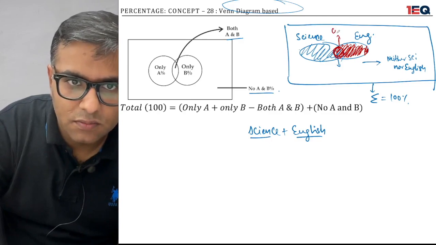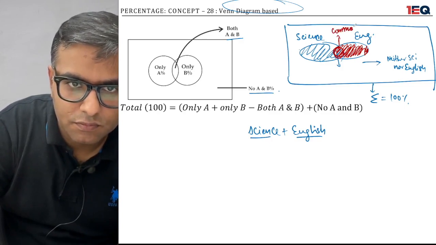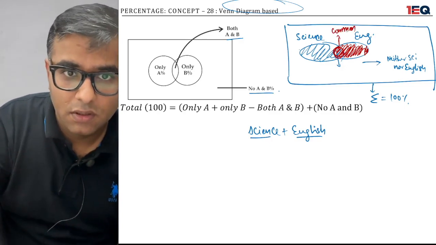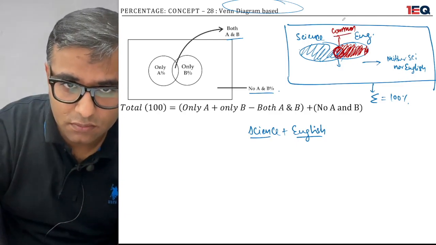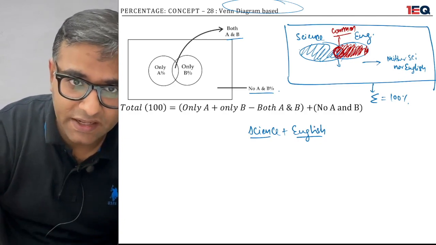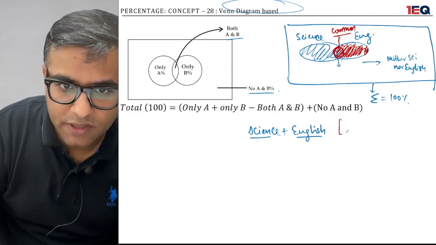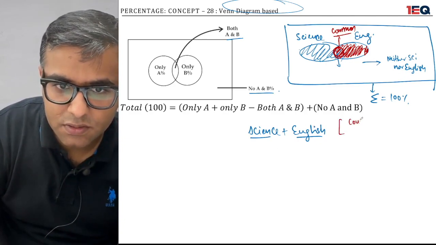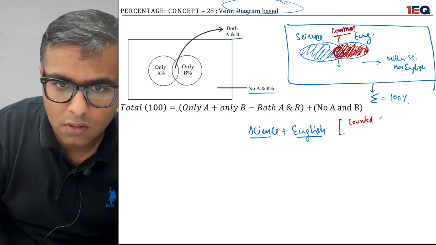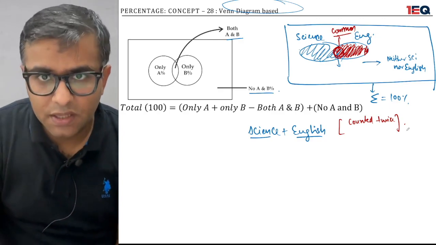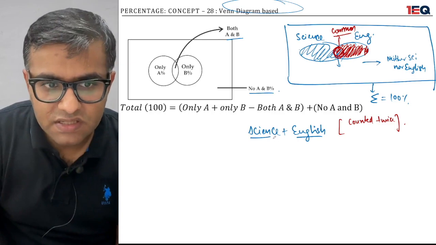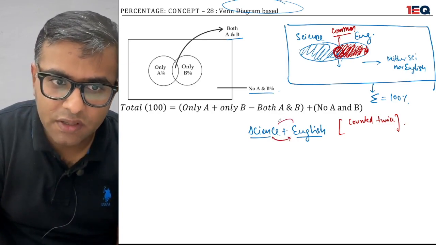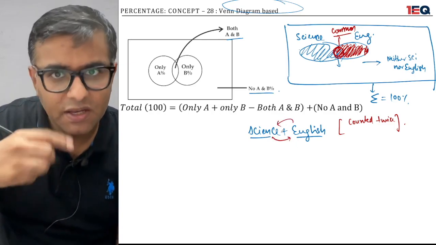Now this is a common area. This particular common area has a lot of significance, and the significance is that the common area is being counted twice. The common area which is being counted twice is happening because science has a component which loves English and English has a component which loves science. So it is being counted twice.